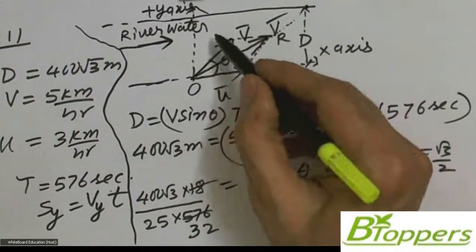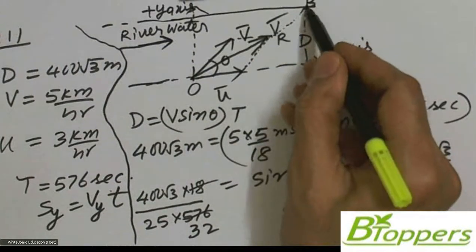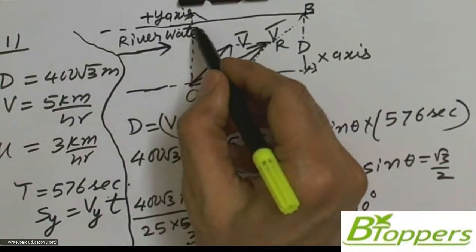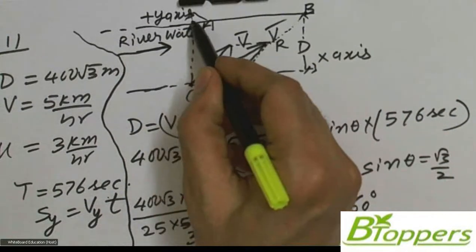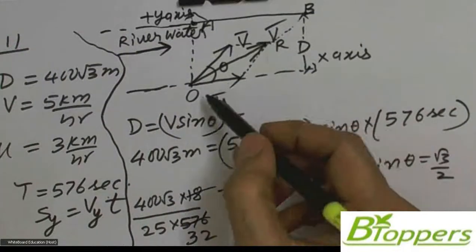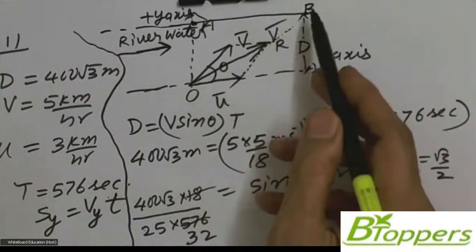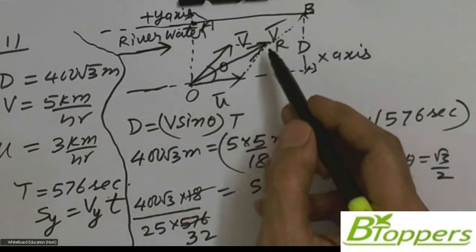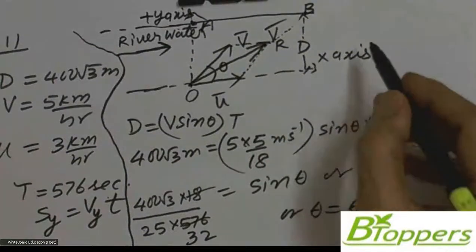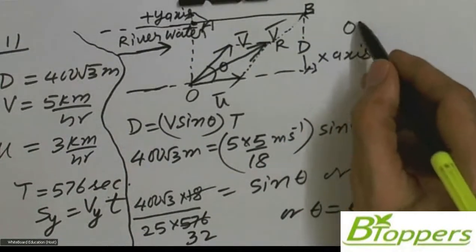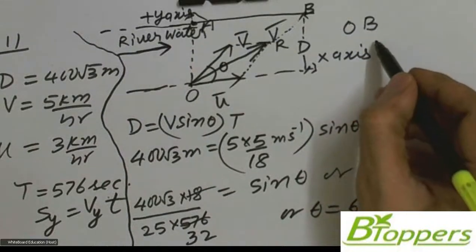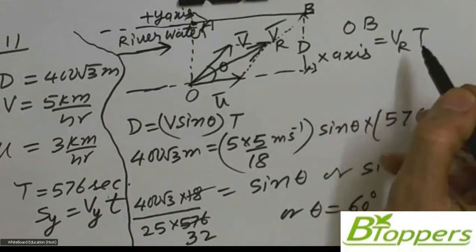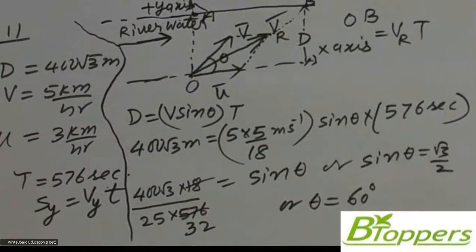Let O be the initial position of the boat. Let B be the point on the other bank at which it just reaches the other bank. A is the point on the other bank which is opposite to the initial position. So actual distance covered by the boat is equal to length of the path OB along which the boat travels while crossing the river. That can be written as magnitude of the resultant velocity into time taken. You can find the magnitude of the resultant velocity by applying the parallelogram law of addition of vectors.